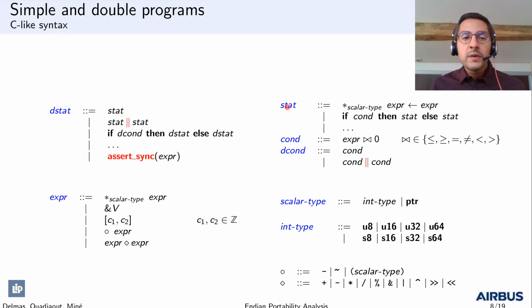The simple statements themselves are standard C-like statements where all left values are assumed to have been preprocessed to scalar references. Scalar types include integers and pointers. Expressions support pointer arithmetics at the level of bytes and non-deterministic choice. There are also additional statements to express specifications, such as the assert sync statement, which says that both program versions agree on the value of the expression.